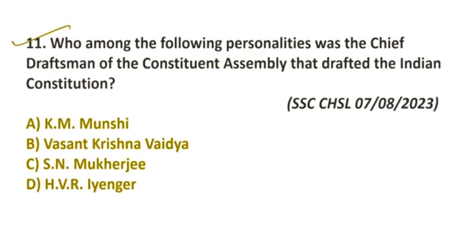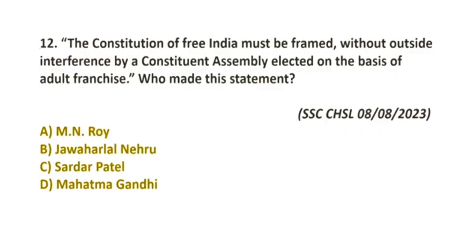Question number 11. Who among the following personalities was the chief draftsman of the Constituent Assembly that drafted the Indian Constitution? Option number C, S.N. Mukherjee. Question number 12. The Constitution of Free India must be framed without outside interference by a Constituent Assembly elected on the basis of adult franchise. Who made this statement? Option number B, Jawaharlal Nehru.